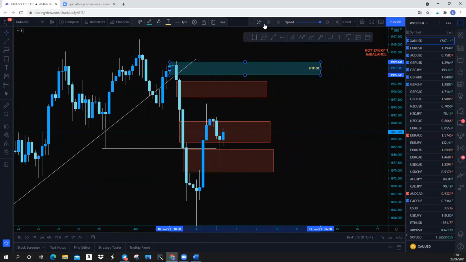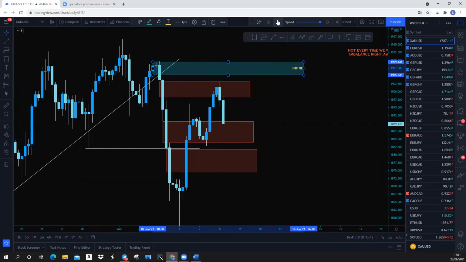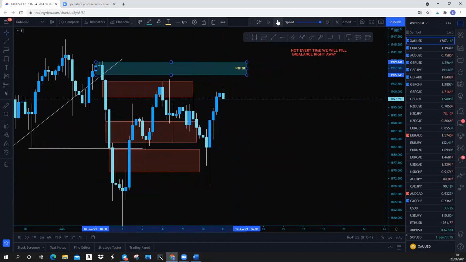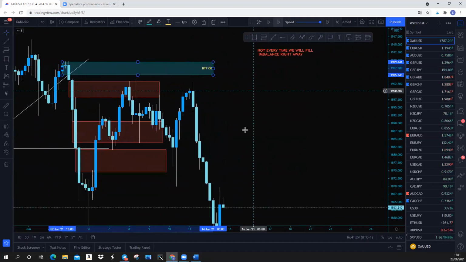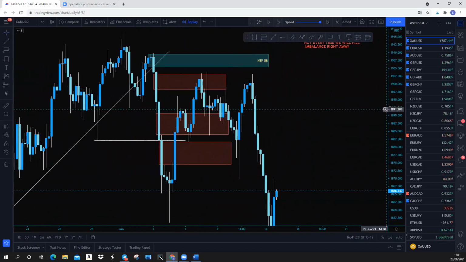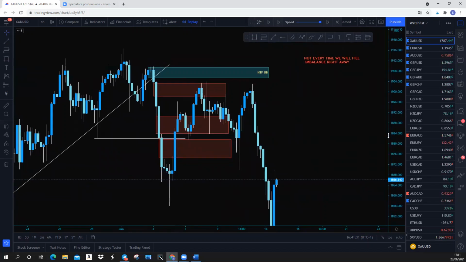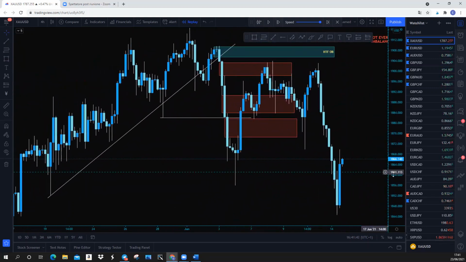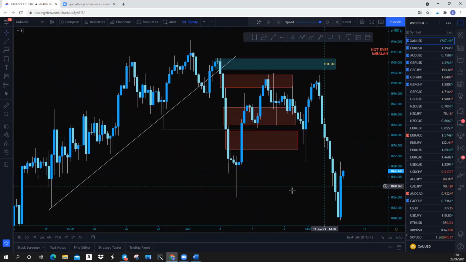Price comes back, filling some imbalances, fills the imbalance. And in this case, let me see. Okay, in this case, not a trade for us. What I wanted to see was a fill of the imbalance, and after filling the imbalance, touching the order block and continuing to the downside. Now, this didn't happen, and therefore, not a trade for us. In this case, it would be a missed trade.